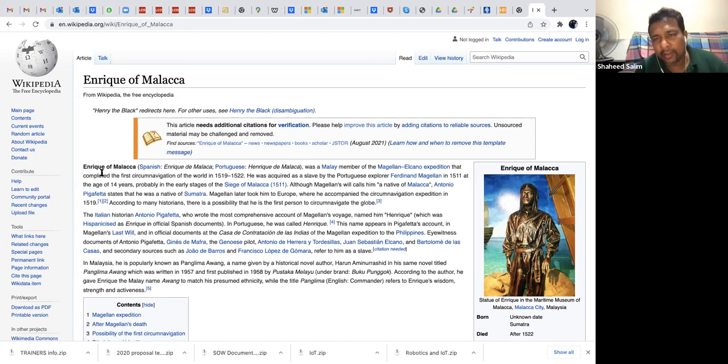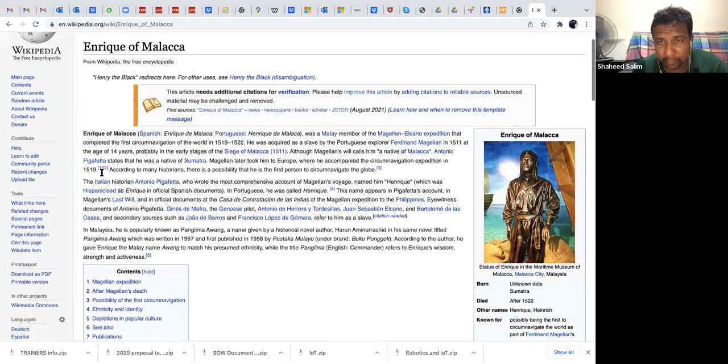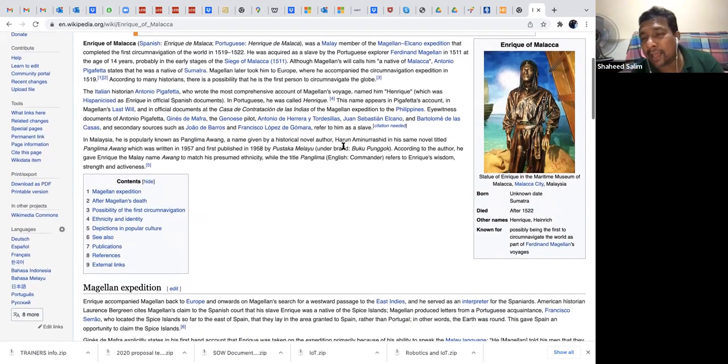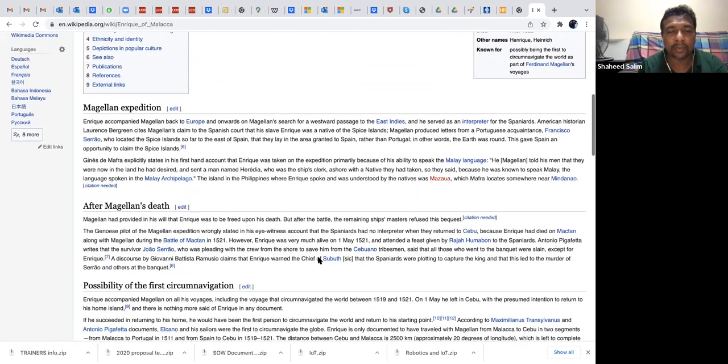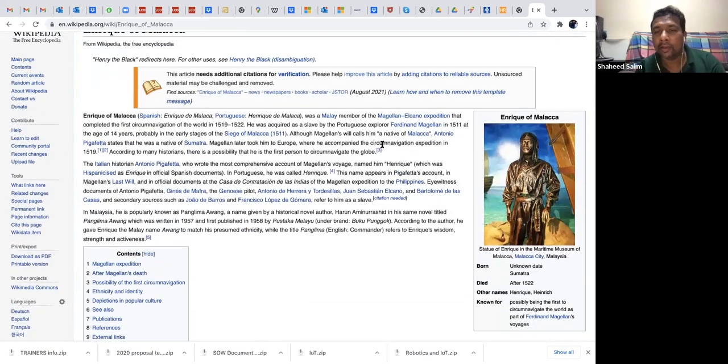Who is he? He is said to be the first man to travel around the globe. You know what the globe is, right? The earth. On a ship to go to Europe and come back to Southeast Asia. He is supposed to be the first man. And he's a Malay. He is supposed to be a native of Malacca, that means he was living in Malacca. He was born in Sumatra, in Indonesia, and then brought up in Malacca.